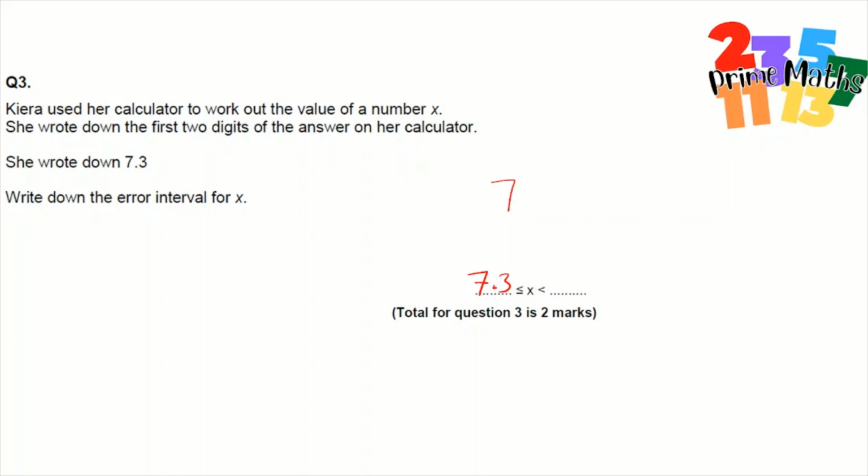The largest value we could have seen on her calculator is 7.39 recurring, but the question wants a value that is an upper limit without being equal to. So you can write 7.39 recurring, or you can write 7.4.